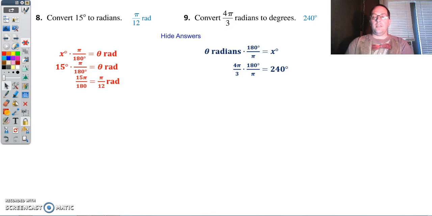And that is arc length. Remember, arc length is a proportion. The length of the arc over the length around the entire thing, the circumference, equals the degrees of the arc over the degrees of the entire thing, so 360. With radians, it's degrees times pi over 180 equals radians, or radians times 180 over pi equals degrees, depending on which way you want to go with it.